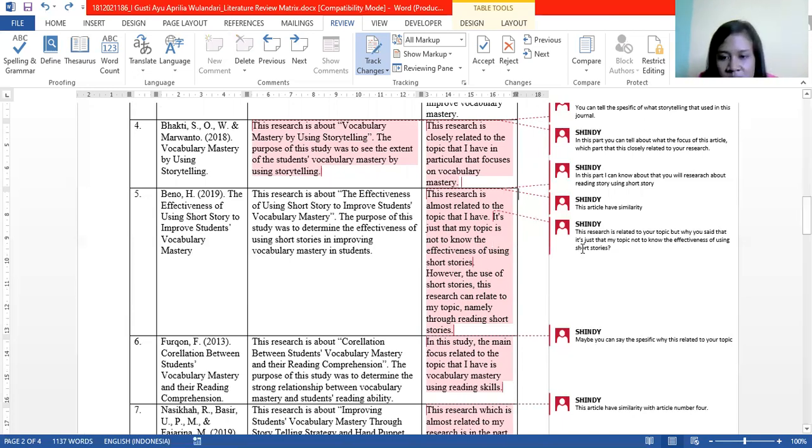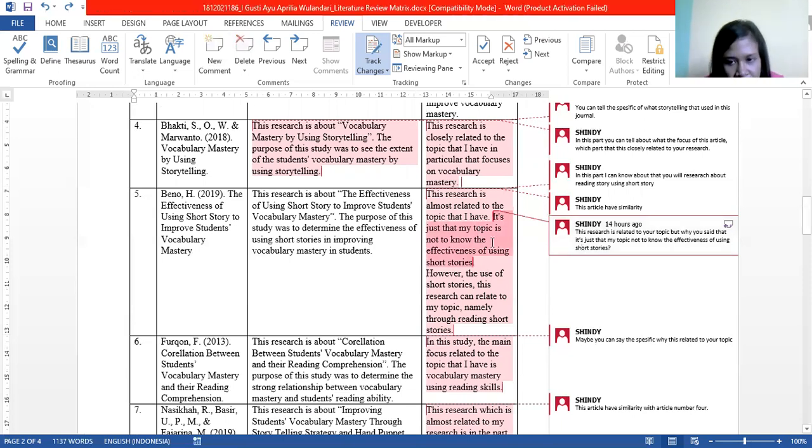And then this one, I don't really understand. You said that it is almost related, but my topic is not to know the effectiveness of using short stories. If this is not related to your story, you can say that this is not related to your story. Or if it is related to your story, say which part is related to your story.